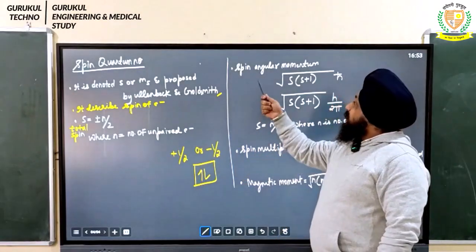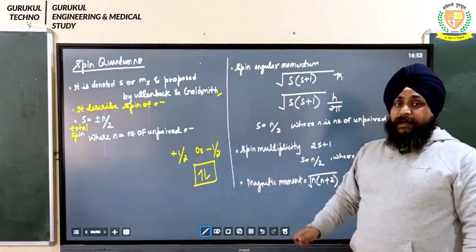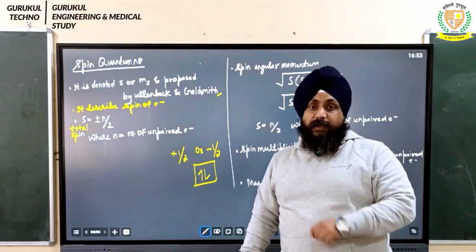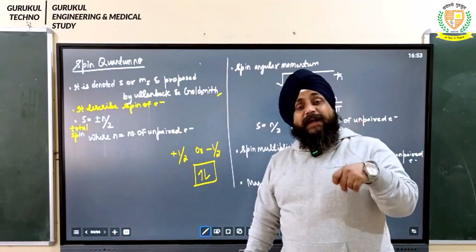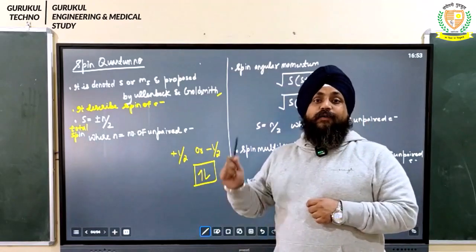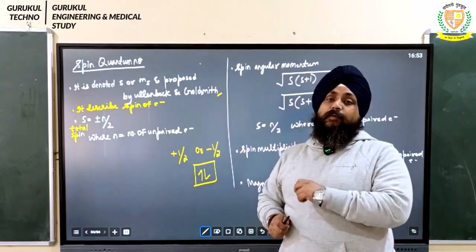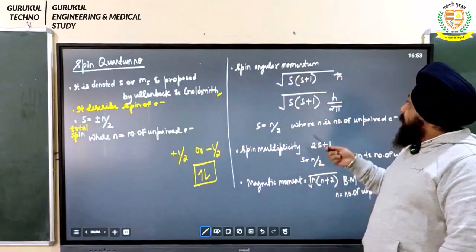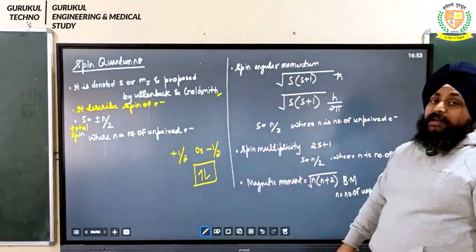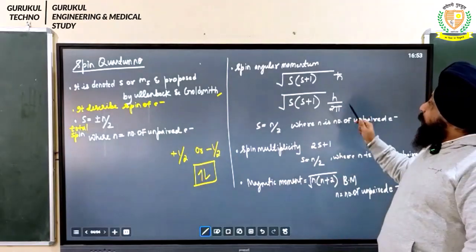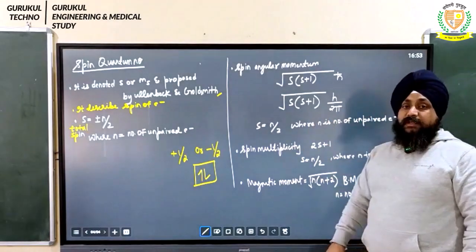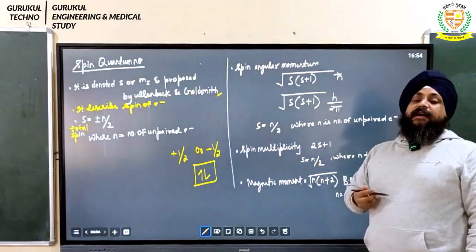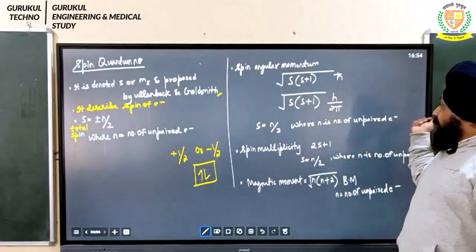Now students, these are some formulas which you should remember. Spin angular momentum: initially we have seen orbit angular momentum, then orbital angular momentum, and now we are talking about spin angular momentum, which is going to be under root s into s plus 1, times h cut. What is h cut? It is h by 2 pi. How to find out s students? s will be n/2, where n is again the number of unpaired electrons.